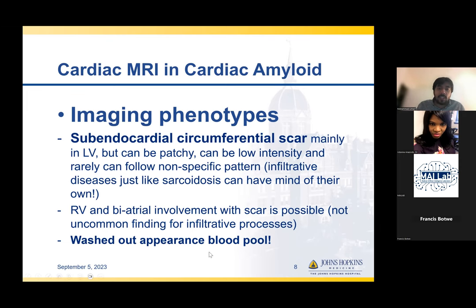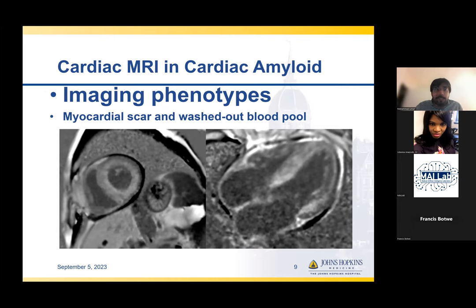And then you have the washed out appearance of the blood pool, because the amyloid deposits throughout the body are basically taking up the gadolinium from the blood pool. So gadolinium kind of retains into the extracellular spaces of all the different tissues, and hence the blood gets washed out of the gadolinium very quickly. This is a very typical imaging appearance of amyloidosis.